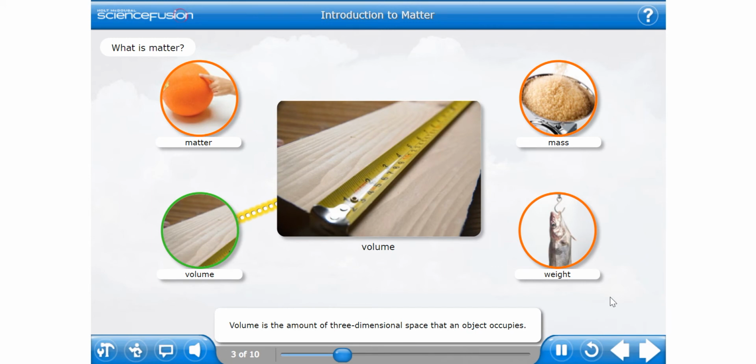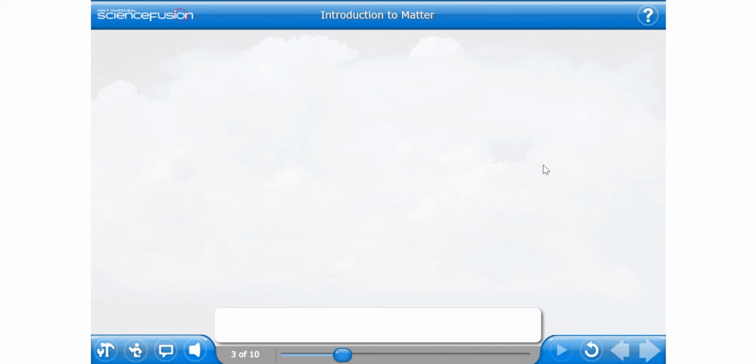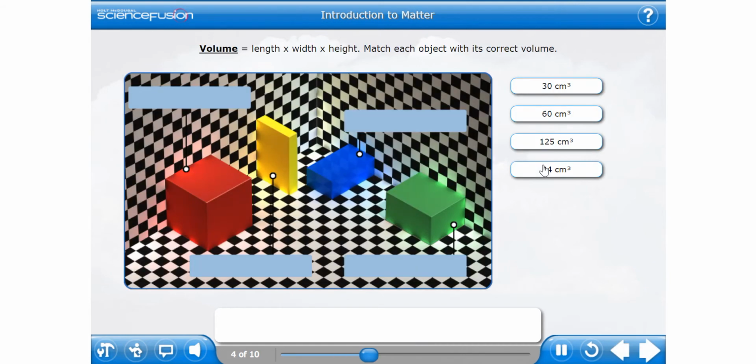Volume is the amount of three-dimensional space that an object occupies. Sometimes you can measure volume with just a ruler. Other times you have to use special techniques to find volume. The volume of a rectangular solid can be calculated by multiplying its dimensions, length by width by height.